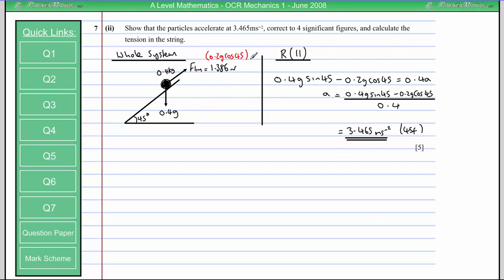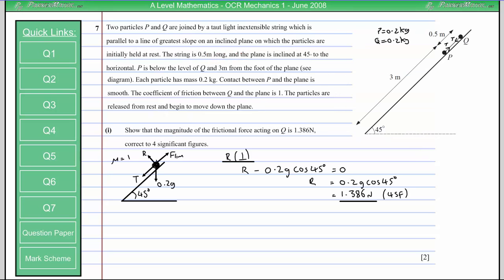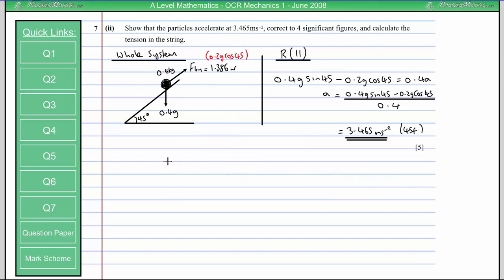We also need to calculate the tension in the string. Now, we can't use the whole system to calculate the tension because, as we mentioned earlier, we can ignore the internal forces when we're considering the whole system. So I'm just going to consider one of the particles, and I'm going to consider, if we look back, particle P here. I'm going to use particle P because there's no frictional force involved in there, so I've got less information to deal with. So let me draw a diagram for just particle P.